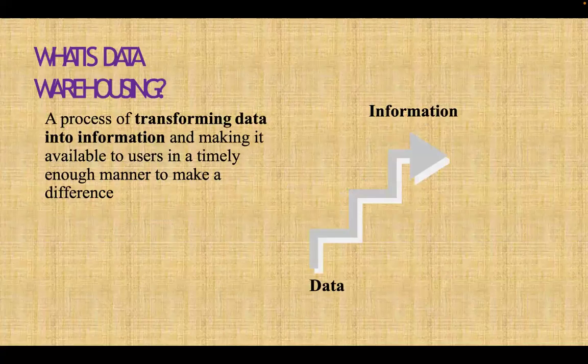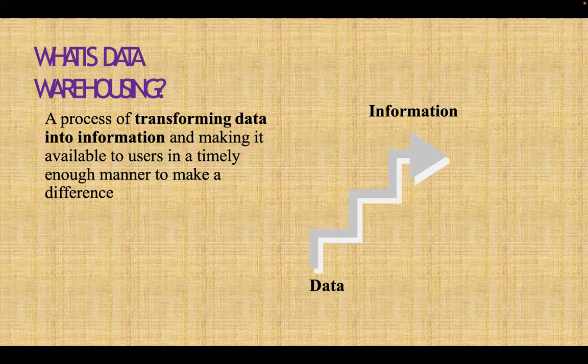Again, let's come to the term data warehousing. You were just given the term data warehouse. Now, data warehousing is a process of transforming data into information and making it available to users in a timely enough manner to make a difference. So what exactly is happening? First, you have data. You have seen that I am again and again using the term decision making, right? Are you getting my point? Whenever you find the term.